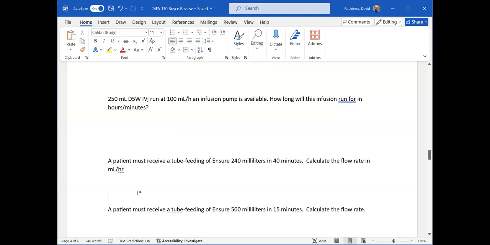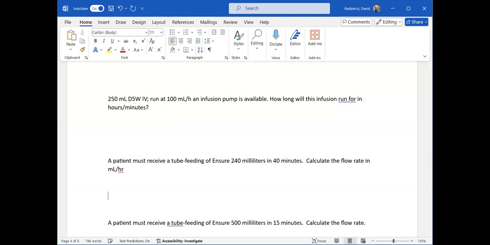So let's start with this one here, where it's talking about 240 milliliters in 40 minutes for an Ensure tube feeding. And the question is, we want to calculate a flow rate. Now, flow rate is either going to be referencing milliliters or cc's per hour, typically milliliters per hour, or it might be asking for drop rate or drops per minute.